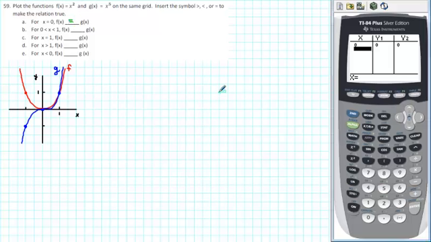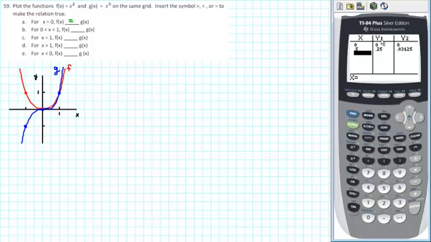For part B, we have for x between 0 and 1, f of x is either greater than, less than, or equal to g of x. Well, let's go ahead and pick a value of x that's between 0 and 1. Let's say a half. So we enter 1/2 for x. And we compare the values of y1 and y2.